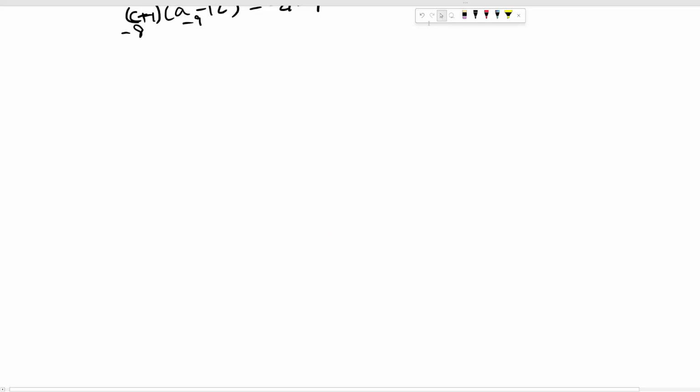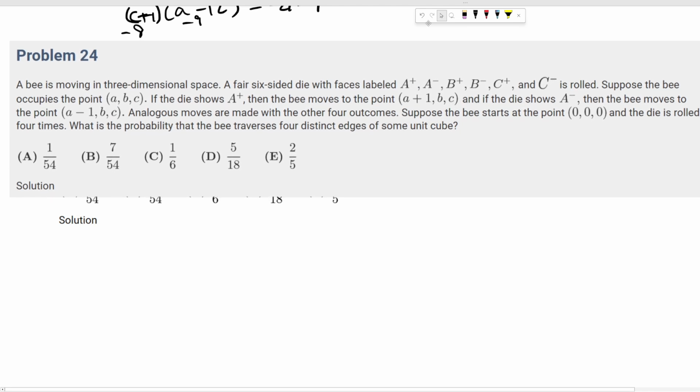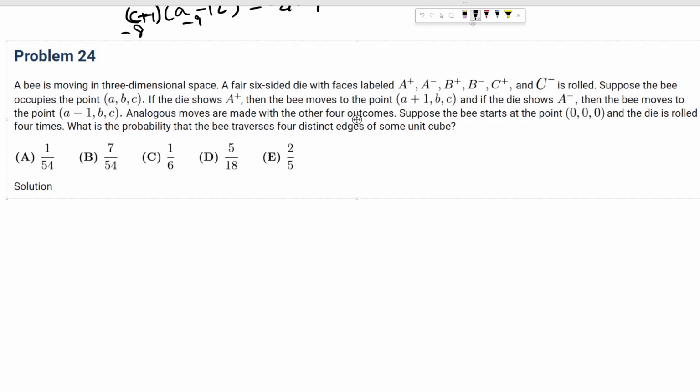Ooh, 24 is, I think, not too bad to explain. A bee is moving in a 3-dimensional space, and basically, this is a really weird way to word it. Just imagine we start at the origin, and then we randomly choose which way we want to go.